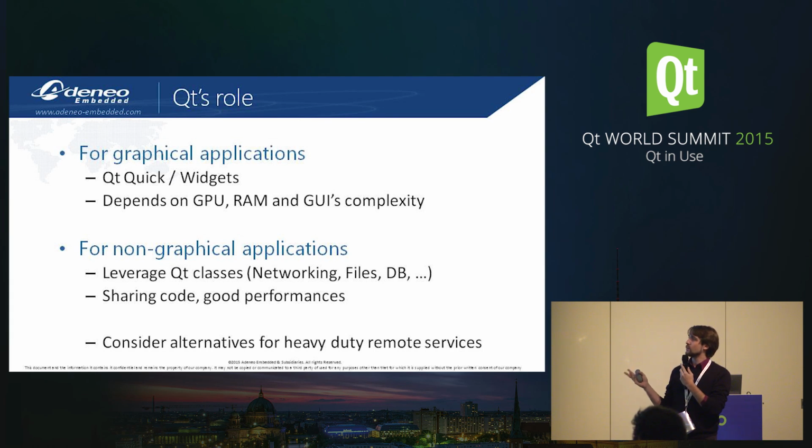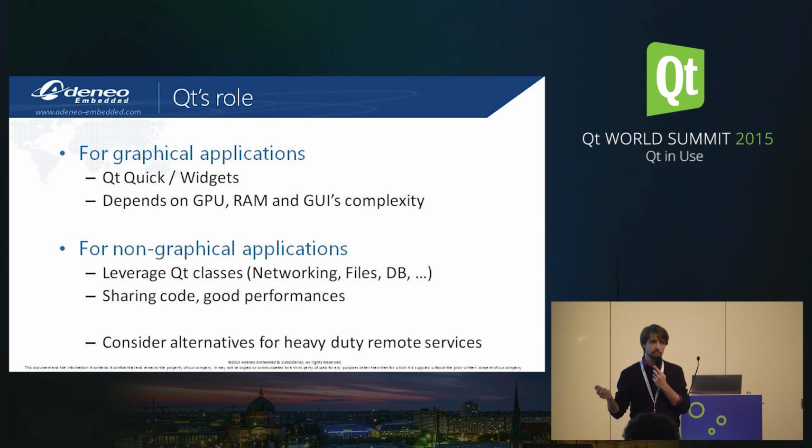And for non-graphical applications, you have all the classes like networking, files, database, etc. that are great, for example, to work in the cloud. And the big advantage of code sharing and good performance. So if you have, just to go back here, the same code here and here, of course you can share a lot of code to encode, decode the data and for the communication. And that's a great added value, even if on different platforms.